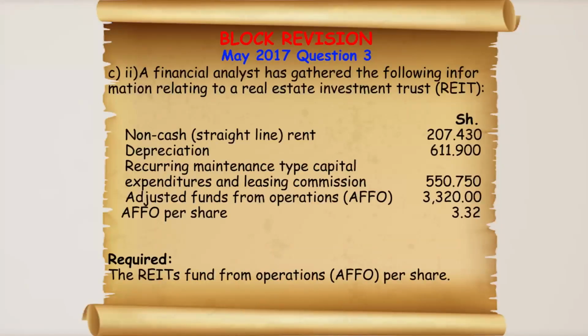Part C, part 2 says that a financial analyst has gathered the following information relating to a real estate investment trust, a REIT. We have non-straight-line rent, depreciation, recurring maintenance-type capital expenditure and lease commissions. Adjusted funds from operations per share is 3.32. Required: the REIT's funds from operations per share, or the FFO per share.